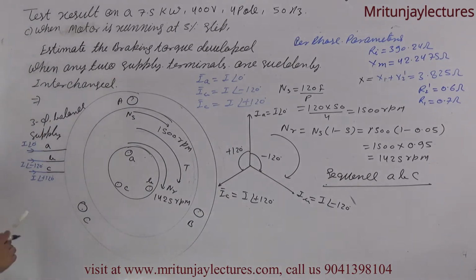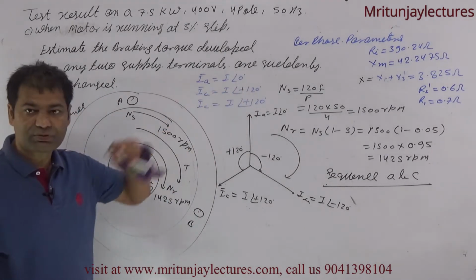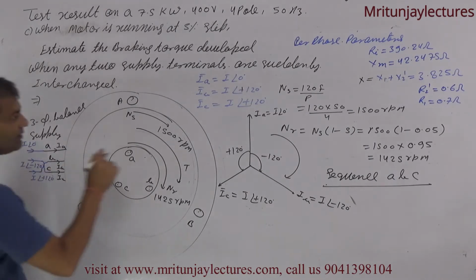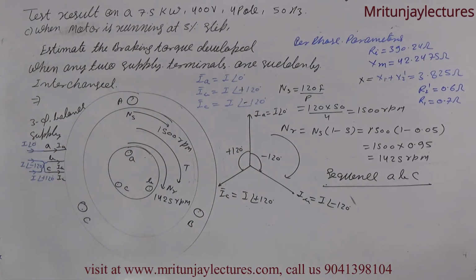If B and C are suddenly interchanged, the currents go through different paths. Now what about IB? In this case, it is positive, I at the angle plus 120. This is IA, this is IB, and that is IC. IC is I at the angle minus 120. Clear?